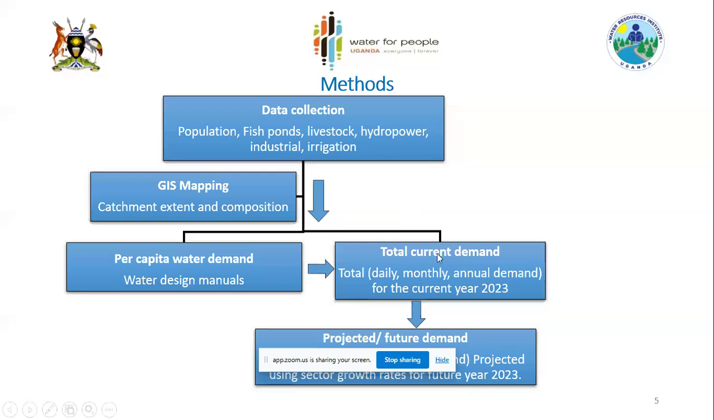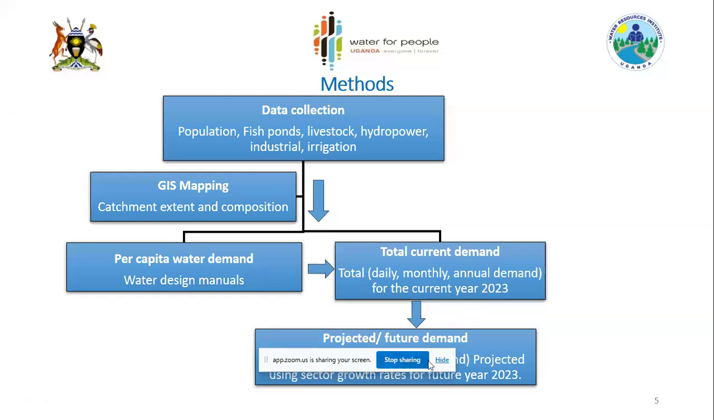And then the total current demand, we got it by multiplying the per capita water demand times, for example, the population in the catchment. We multiply it by the per capita water consumption, which means water consumption per person per day. And this helped us to get the total domestic demand. We did that for all service levels, and we're able to get the total current demand for the current year, 2023.